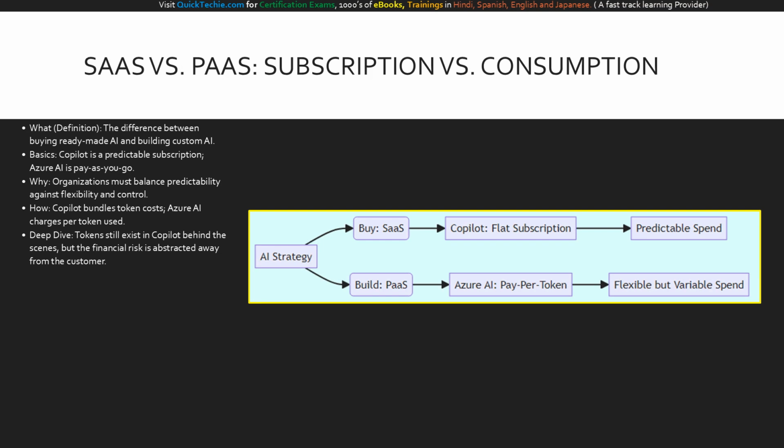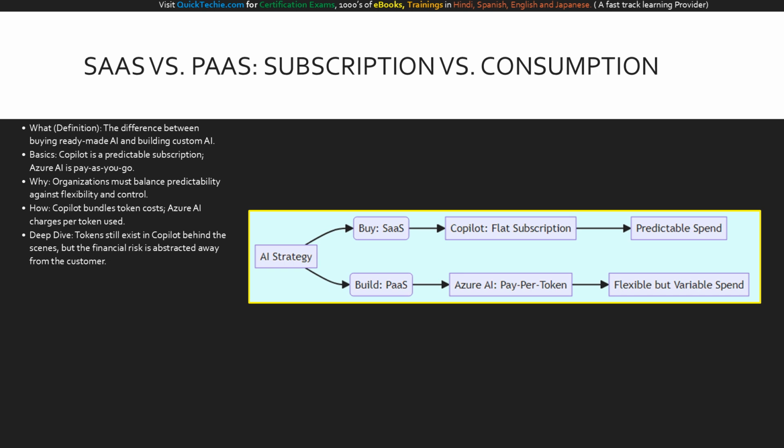Organizations don't always have to build custom AI, they can buy it. This brings us to the difference between Microsoft 365 Copilot and Azure AI. Copilot uses a SaaS subscription model, providing a predictable monthly cost without token-based billing. While tokens are still processed behind the scenes, the customer is shielded from the granular costs, making it ideal for quick, predictable ROI. On the other hand, Azure AI is a PaaS consumption model. It uses pay-as-you-go, token-based billing, giving you maximum control and flexibility, but requiring strict usage monitoring. Often, companies use both, Copilot for everyday productivity and Azure AI for specialized tasks.